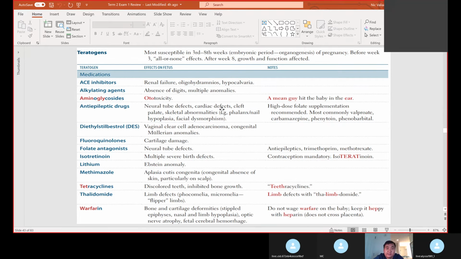Antiepileptic drugs, know the effect on the fetus. Also fluoroquinolones, folate antagonists. So everything here, know the teratogen and know the effects on the fetus, right? And there are some notes there. Tetracyclines, you can have discolored teeth. Thalidomide, limb defects. And warfarin, you can have bone and cartilage deformities.